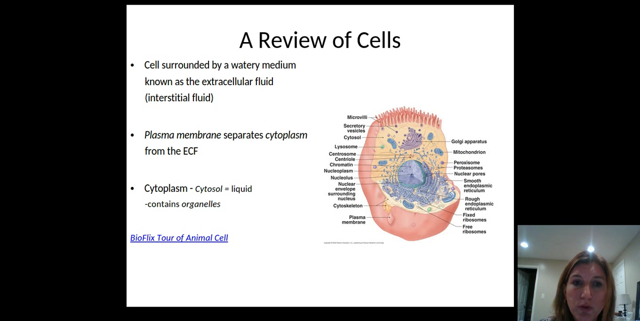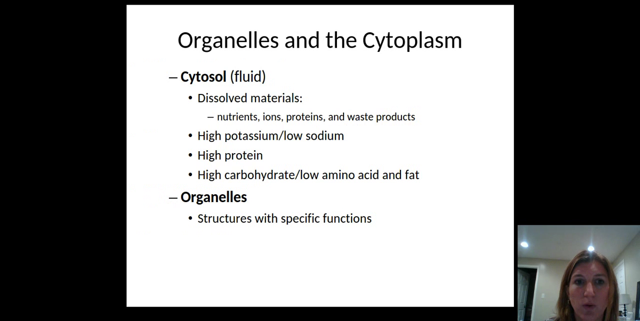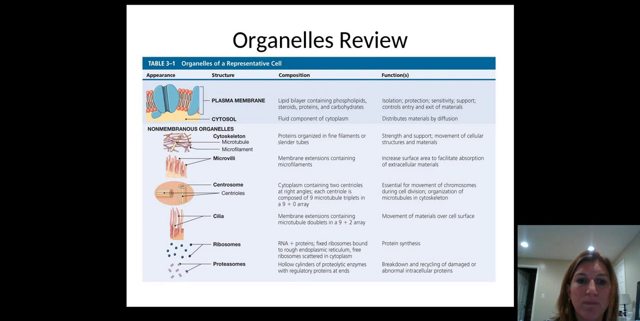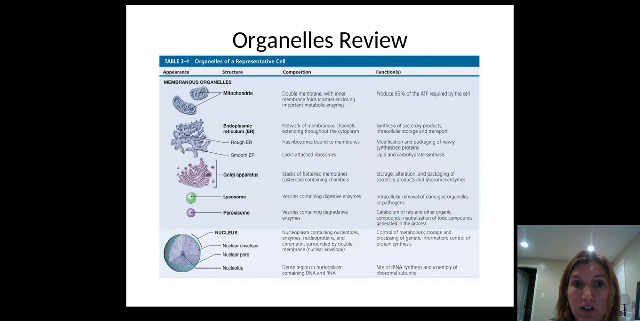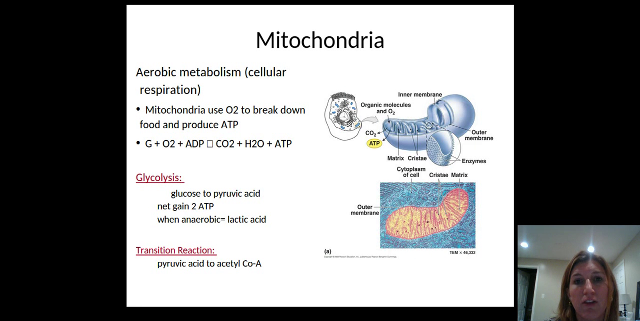Then we get into a quick review of cells, the idea of that plasma membrane, the semi-permeable membrane, and all of the different organelles inside of the cell, including the ribosomes where the proteins are made, and the mitochondria where the ATP is made, the endoplasmic reticulum, smooth endoplasmic reticulum, the Golgi. You should be familiar with all of these organelles and their functions.